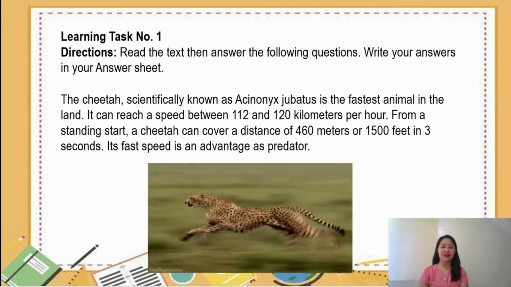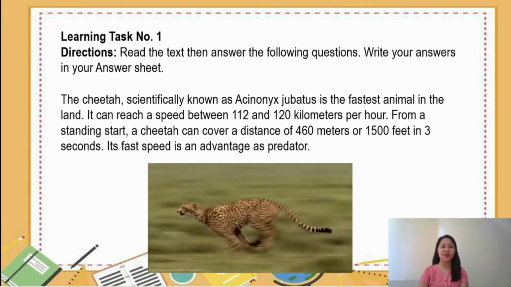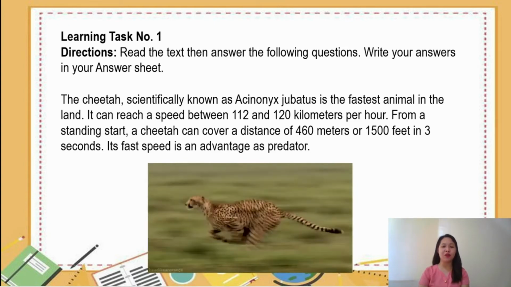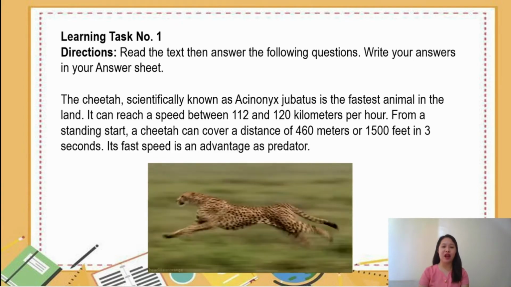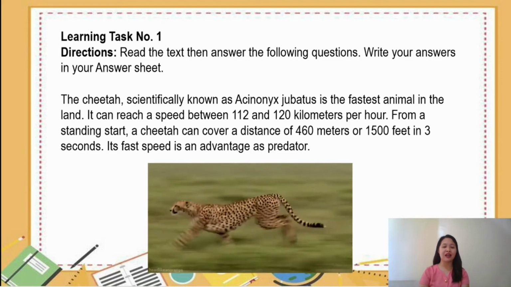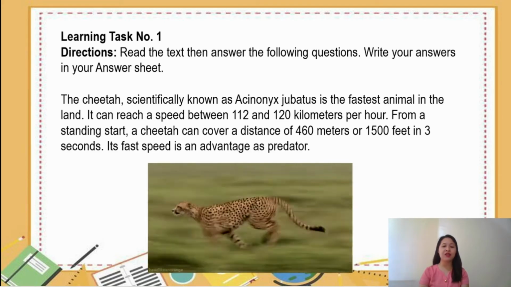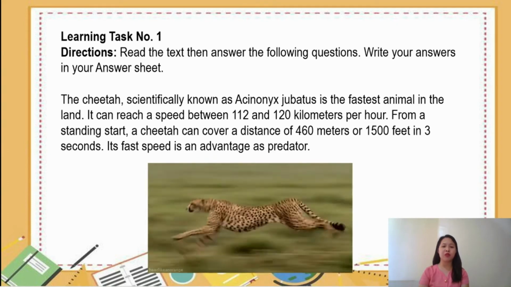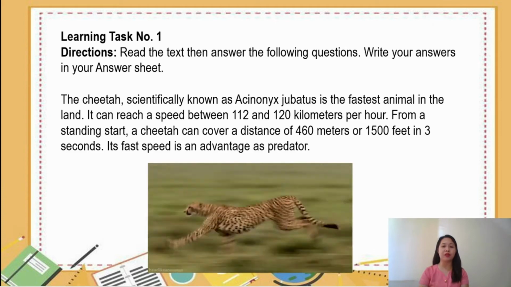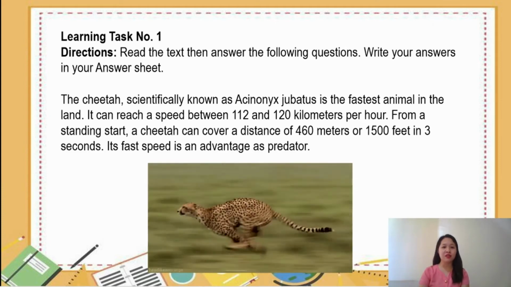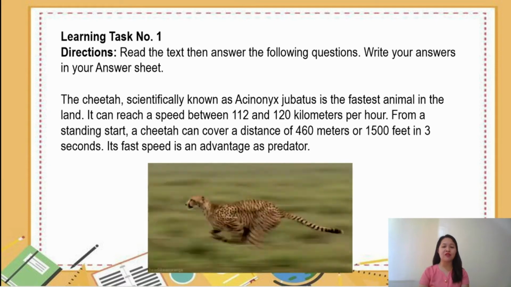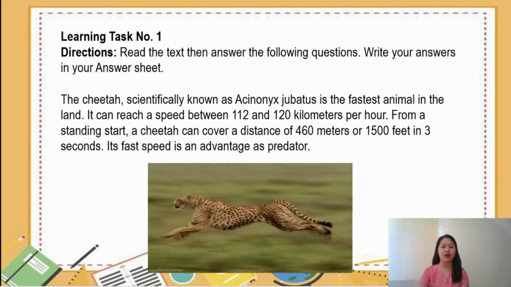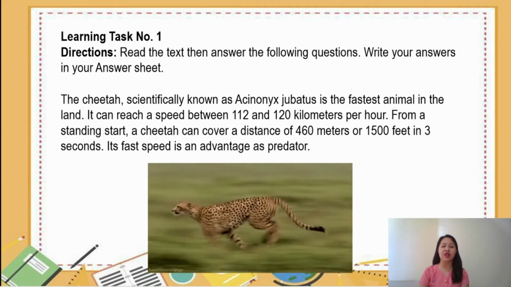Before we start discussing our lesson, let us try answering learning task number 1. Read the text, then answer the following questions. Write your answers in your answer sheet. The cheetah, scientifically known as Acinonyx jubatus, is the fastest animal on land. It can reach a speed between 112 and 120 kilometers per hour. From a standing start, a cheetah can cover a distance of 460 meters or 1,500 feet in 3 seconds. Its fast speed is an advantage as a predator.